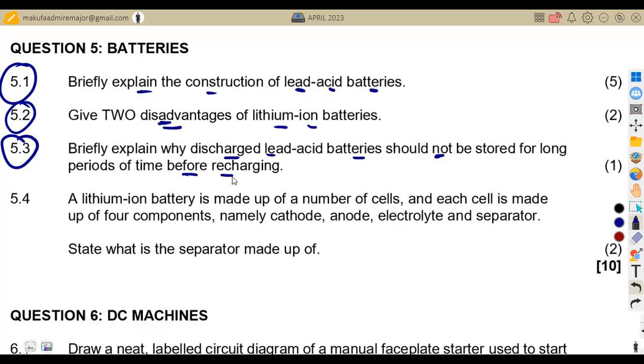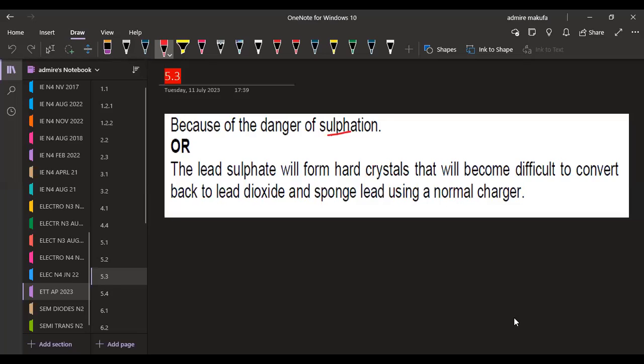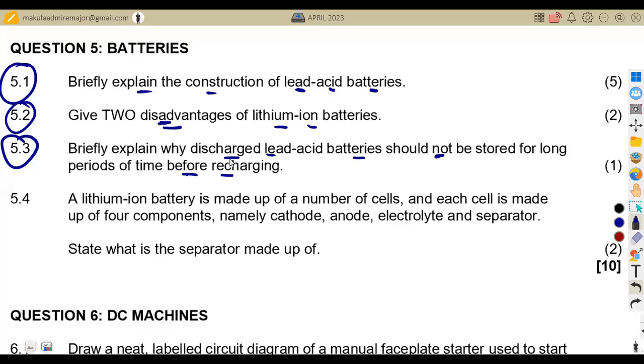All right, briefly explain why discharged lead acid batteries should not be stored for long periods of time before recharging. After discharging, why is it supposed to be charged immediately? It is because of the danger of sulfation. That is, the lead sulfate will form hard crystals that will become difficult to convert back to lead dioxide and the sponge lead using a normal charger. So that is some of the things we are supposed to consider, which can be a disadvantage if we're to list the disadvantages of a lead acid battery. But we explained the construction of lead acid before.